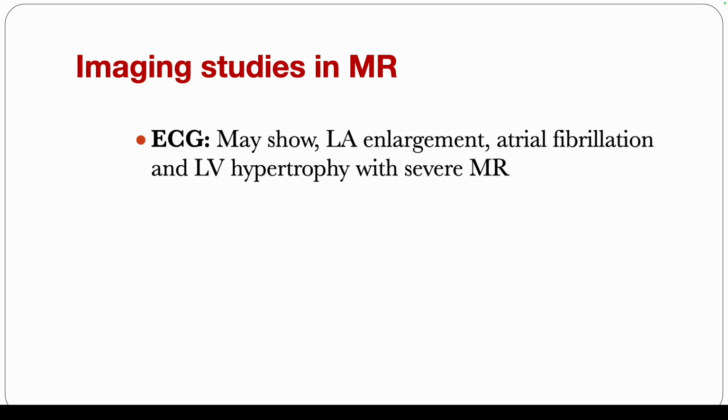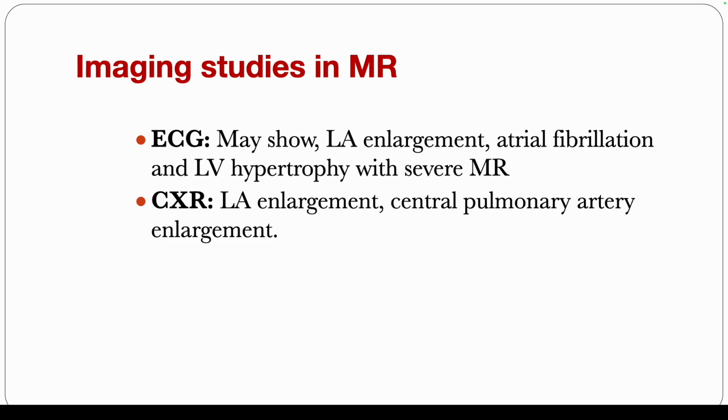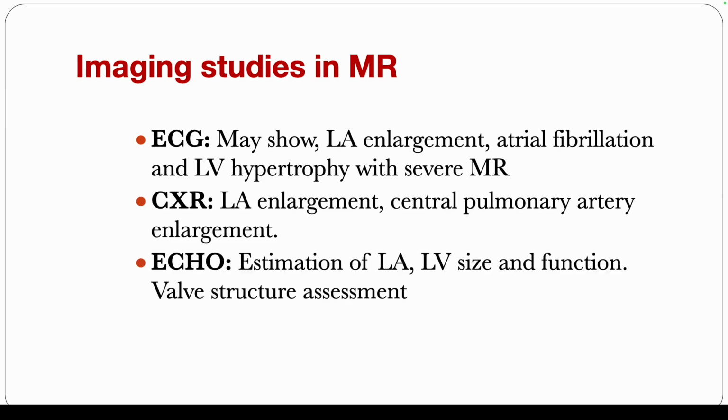Imaging studies: ECG may show LA enlargement, atrial fibrillation, LV hypertrophy in cases of severe MR. With mild MR, you may not have any changes in the ECG. Chest X-ray may show LA enlargement, central pulmonary artery enlargement. Echo shows the LA is enlarged, the LV is enlarged, ejection fraction is increased. It can also tell us about the structure of the valve. Transesophageal echo is used if transthoracic echo is inconclusive.